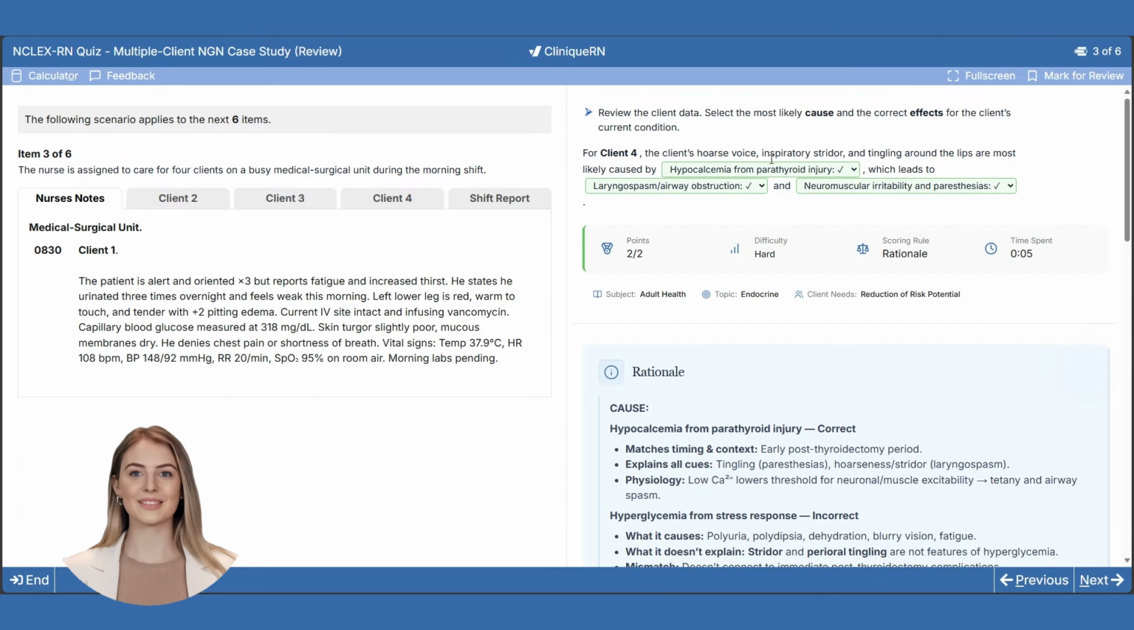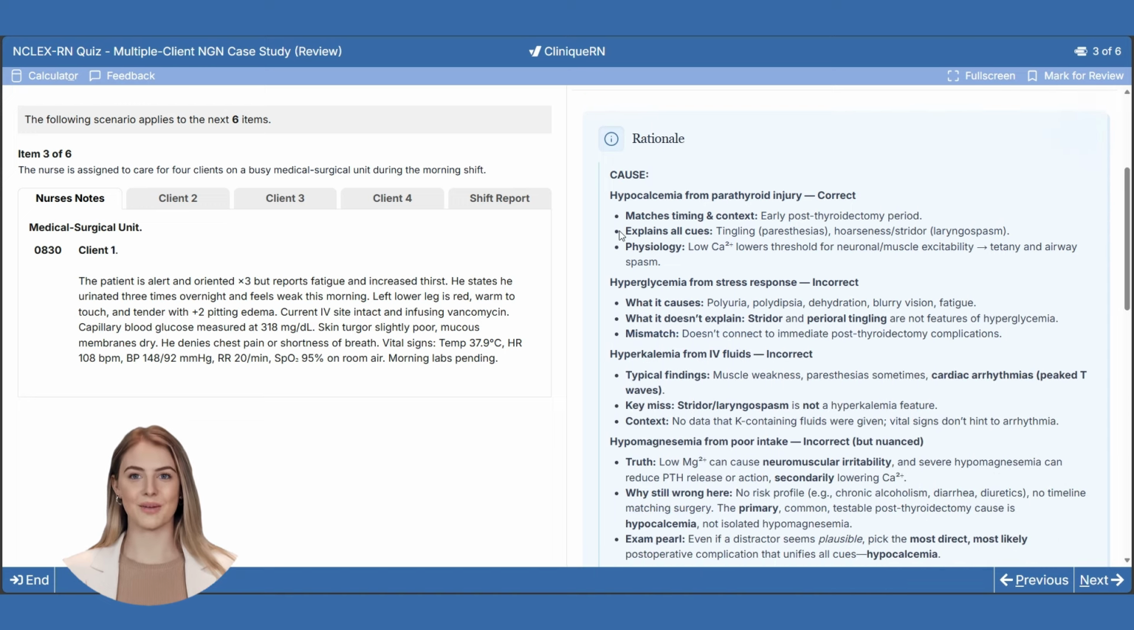Cause: hypocalcemia from parathyroid injury. Correct, matches timing and context. Early post-thyroidectomy period. Explains all cues. Tingling, paresthesias.